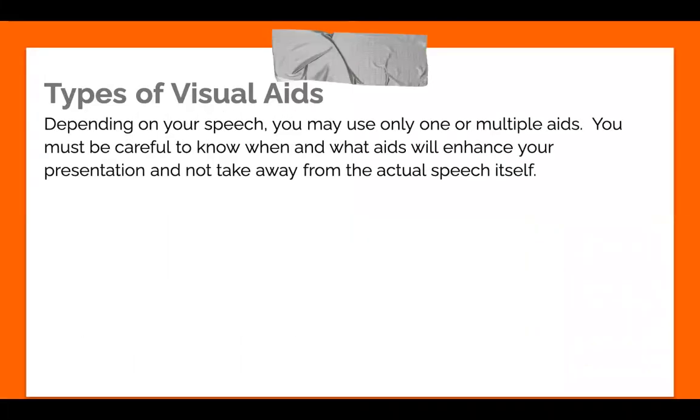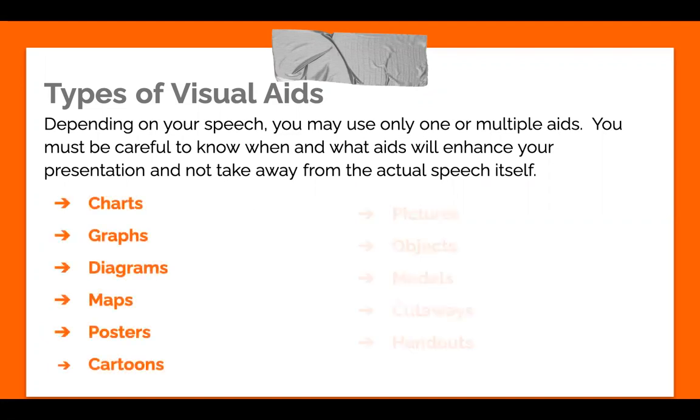So types of visual aids. Depending on your speech, you may use only one or you can have several. Again, be careful to know when and what aids you will use to enhance your presentation and not take away from the actual presentation. Again, they are there to help, advance, enhance. So keep that in mind. Here are several visual aids that you can use during an informative speech. Charts, graphs, diagrams, maps, posters, cartoons, pictures, objects, models, cutaways, and handouts. Let's look at a few.